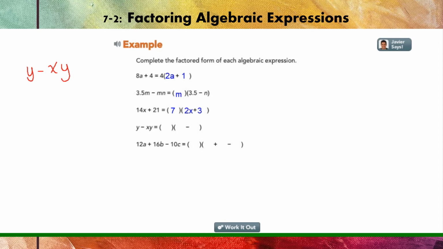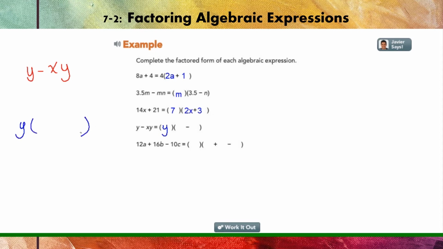Here is our fourth example. We have y minus xy. Now we have to figure out what the greatest common factor is. So what is common between both terms? So y is a term and negative xy is a term. What is common between those two terms? Well, I see y is common, so I'm going to pull the greatest common factor out, and that goes outside of the parentheses.